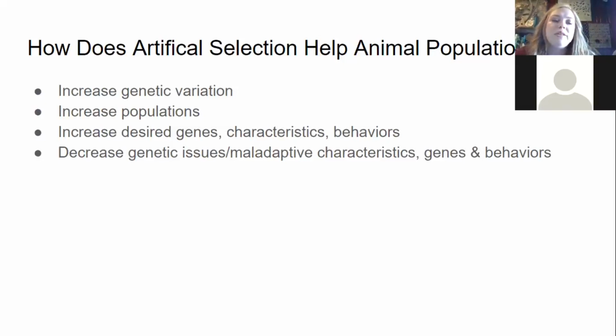It's also going to help increase desired genes, characteristics, and behaviors. And it's going to help decrease genetic issues, also known as maladaptive characteristics. So these are things that we don't want, and it's going to help us monitor more closely which animals are able to breed with each other so that we have healthier offspring in the future.